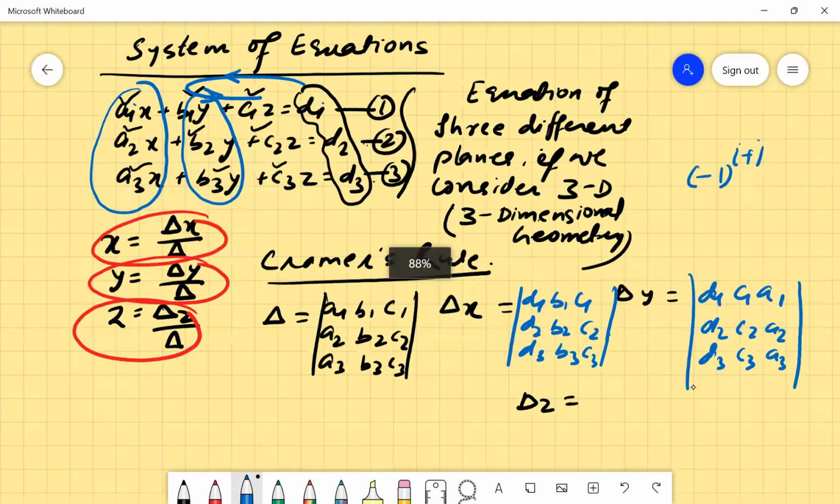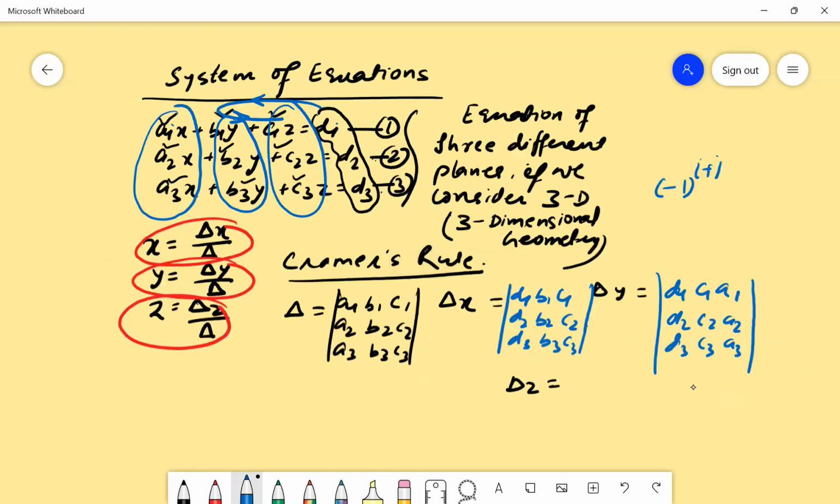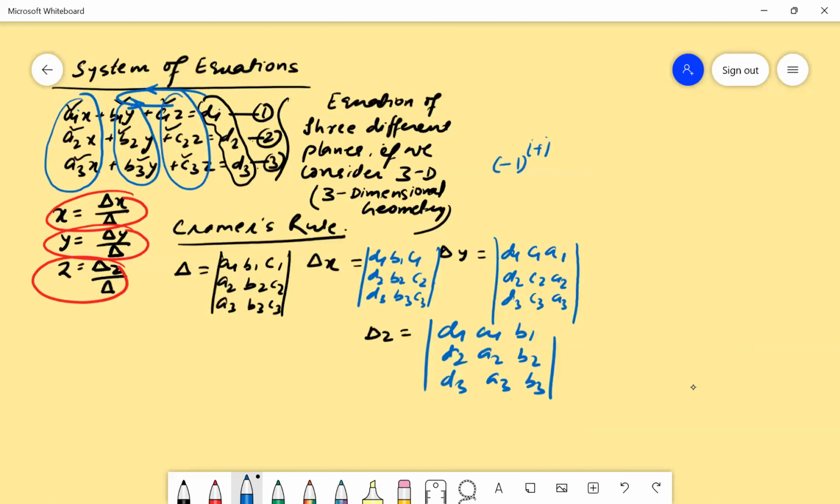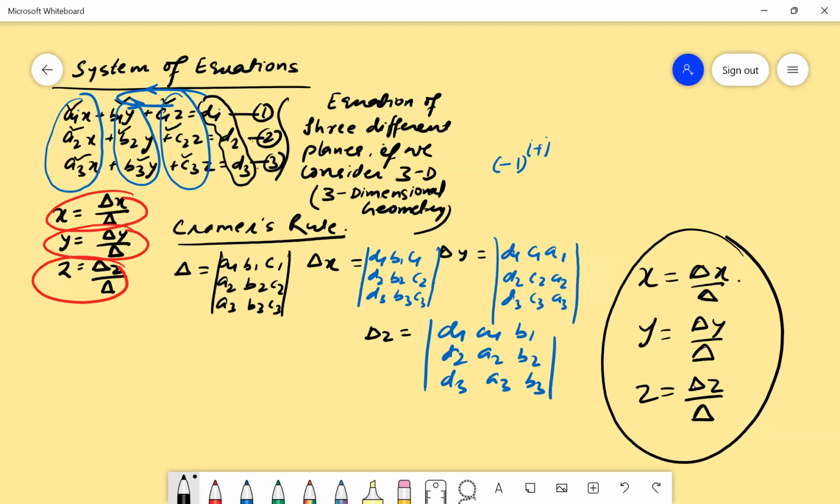Now again for delta z, we will not take the column c1, c2, c3, and we will write in the same direction d1, a1, b1, d2, a2, b2, d3, a3, b3. Okay. Now, we have completed delta, delta x, delta y, delta z. So what is x? According to Cramer's rule, x is delta x by delta, y is delta y by delta, and z is delta z by delta. So using these four determinants, you can find x, y, z involved in these three equations.